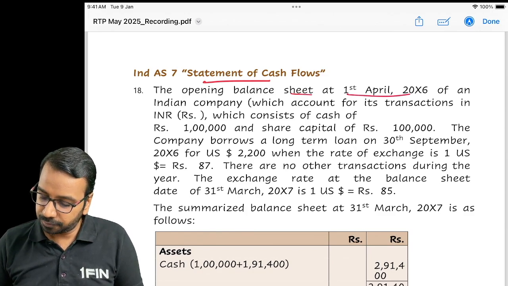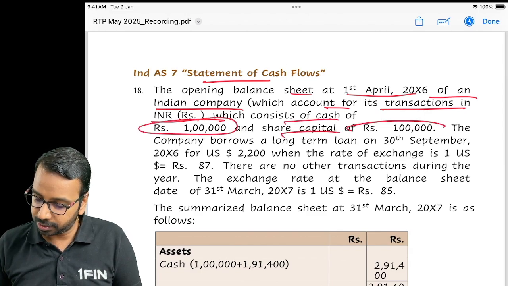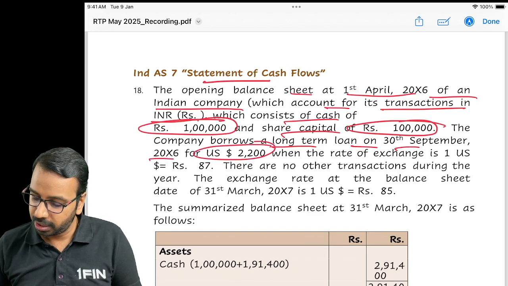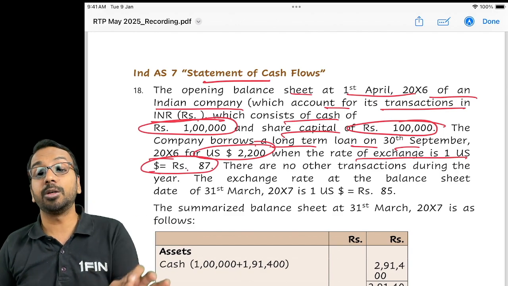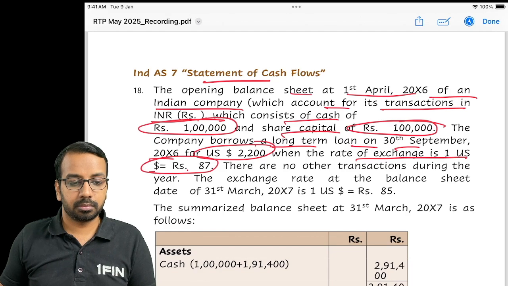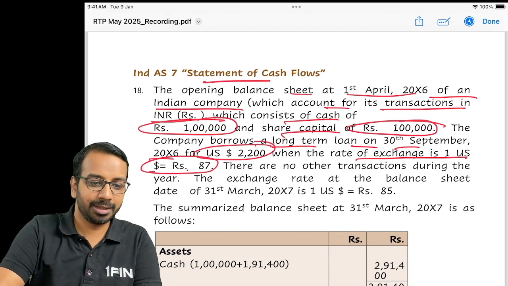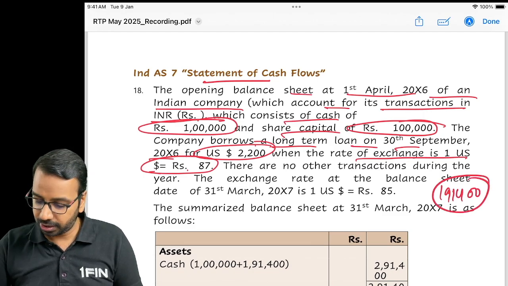The opening balance sheet on 1st April of year 6 of an Indian company which accounts for its transactions in INR consists of cash of rupees 1 lakh and share capital of rupees 1 lakh. The company borrows a long-term loan on 30th September of 2200 when the rate of exchange is 87. So 2200 into 87, that is the value at which we will recognize the liability initially. 2200 into 87, I get 191,400. This is the original recognition.